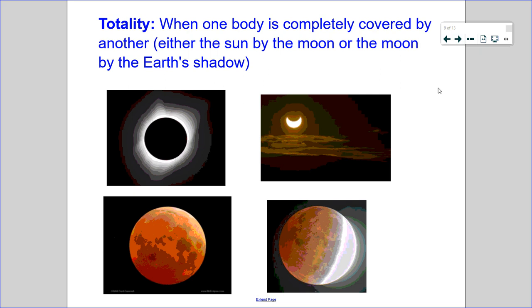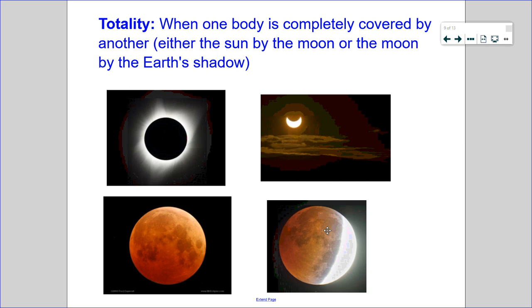Totality is a term that we use when describing eclipses. When one body is completely covered by the other, that's known as a totality. So that happens here and here. This would be a total solar eclipse, and this would be a total lunar eclipse. Most of the time we don't get total eclipses, especially total solar eclipses. Those are really quite rare to be in that path. Total lunar eclipses are a bit more promising. They happen more frequently, but they still can be tricky to find.